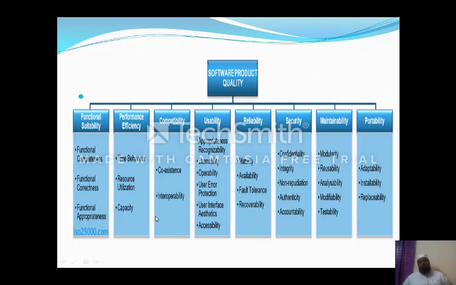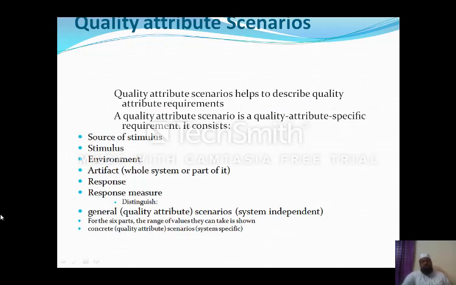Depending upon that, we need to look after all this whenever we are trying to design a quality attribute for a particular software. So, quality attribute scenarios. Quality attribute scenarios help to describe quality attribute requirements. A quality attribute scenario is a quality attribute specific requirement. It consists of source of stimulus, stimulus, environment, artifact, whole system or part of it, response, and response measure. Here we distinguish between the general attributes and system attributes. For the 6 parts, the range of values they can take is shown as concrete, that is, system specific quality attributes.